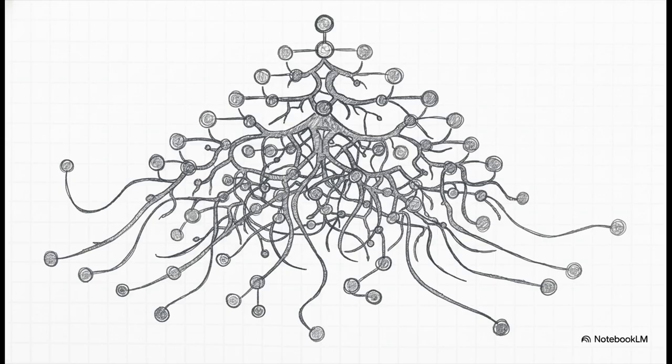And then there's this. This is the total opposite. This is an overfit tree. You can think of it as the perfectionist.